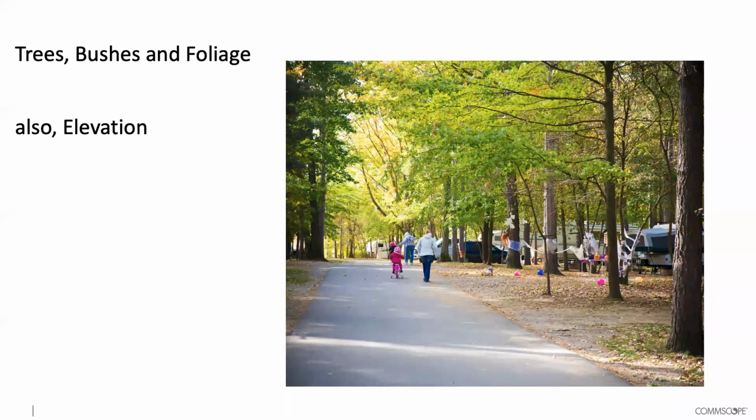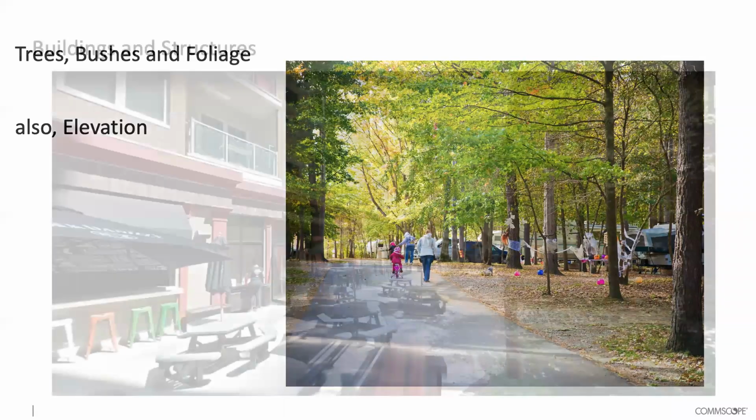So we need to deal with the fact that the signal doesn't propagate very well through foliage. And then also, the particulars of the individual sites that you want to cover. How are the trees laid out? What does that look like?